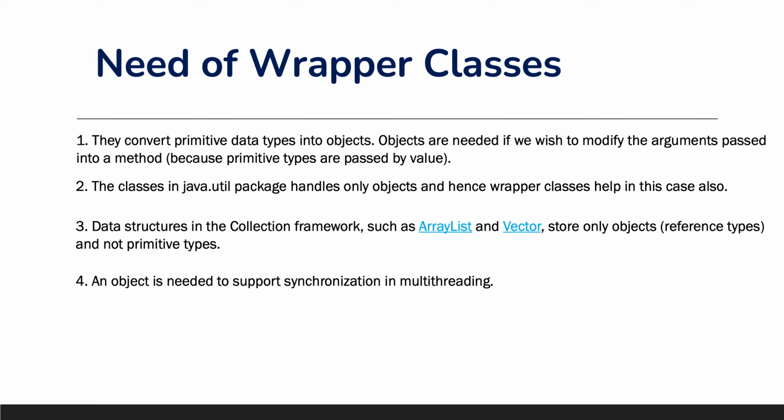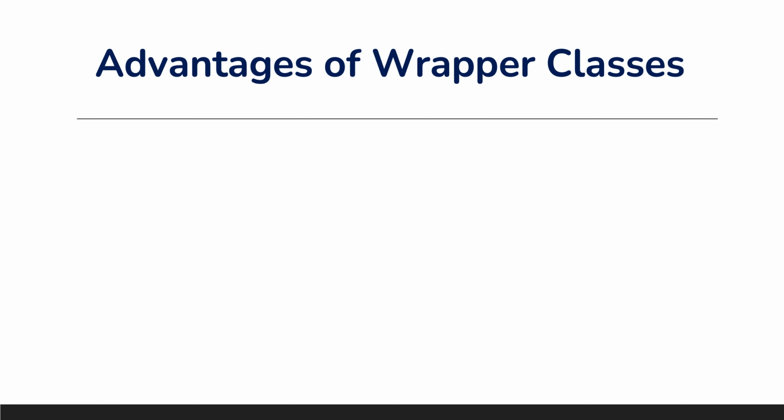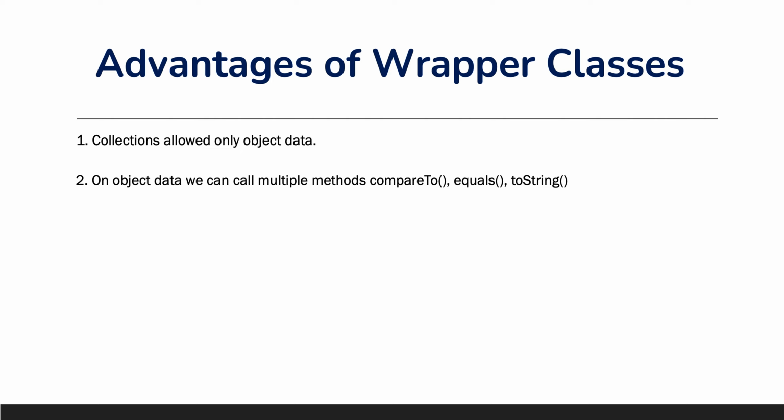Now let's see the advantages: why we are converting and why collections work only with objects. There are lots of advantages to working with wrapper classes, or you can say object classes, in Java. First, collections allow only the object data type, because on object data we can call multiple methods like compareTo, equals, toString and so on. Methods are not available with the primitive data type. So this is another advantage of the wrapper classes.